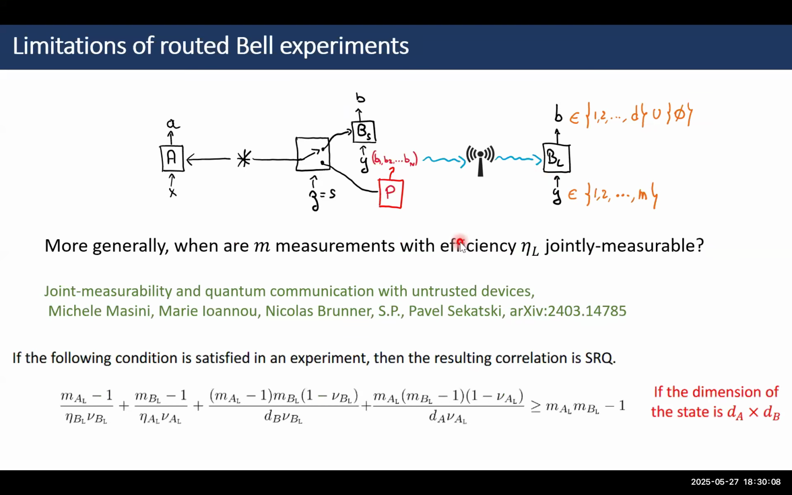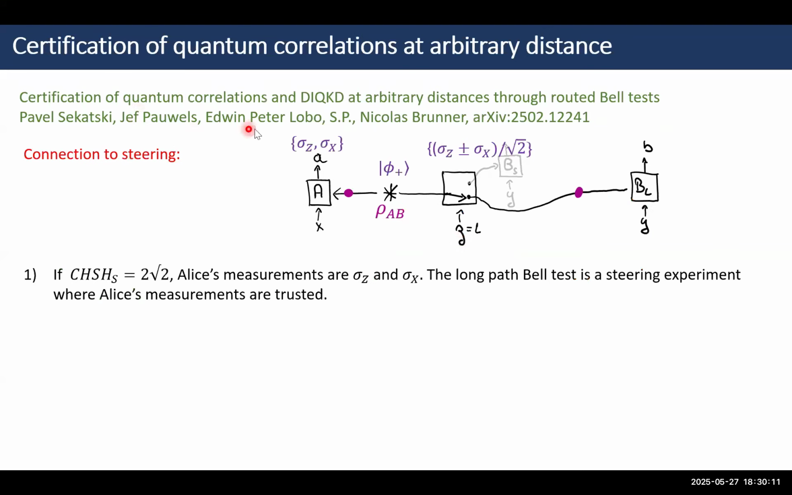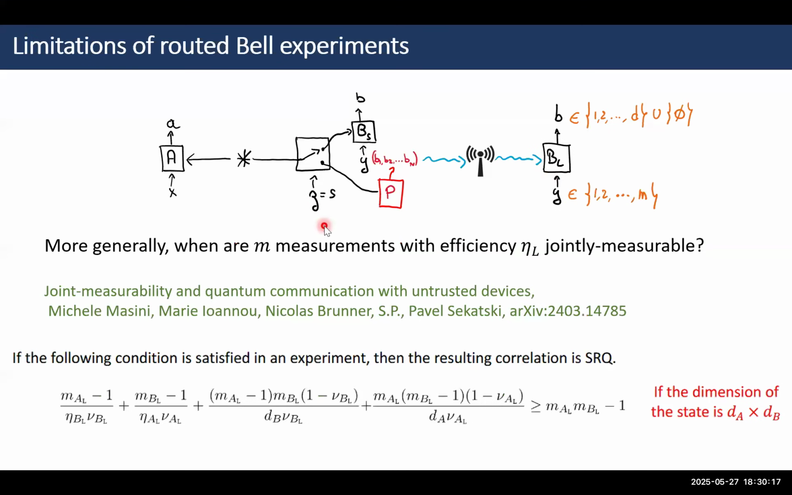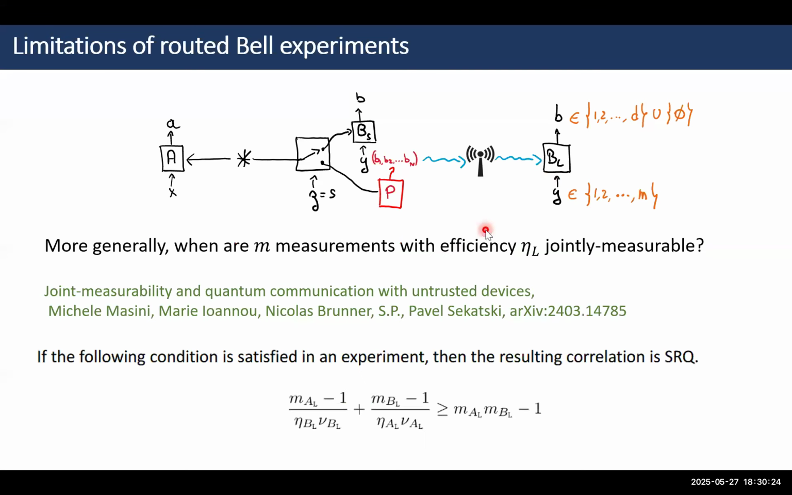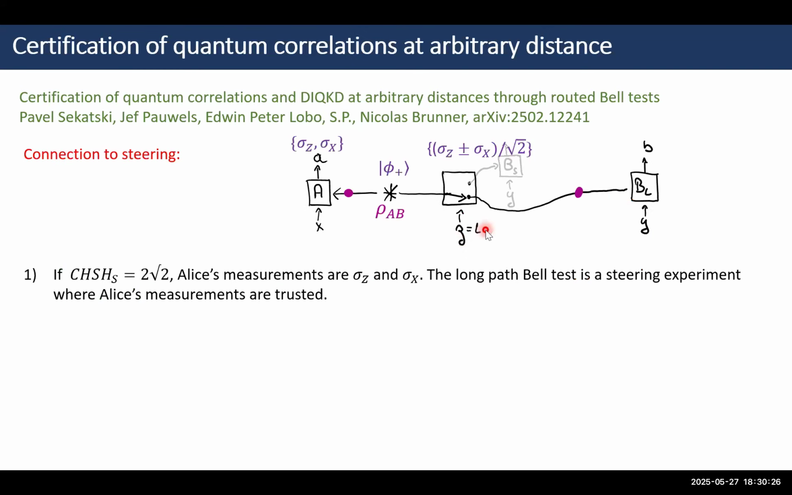So this is what we look at in this paper, which we put on the arXiv two to three months ago. And we show this is indeed possible. So this efficiency of 1/m can be reached, and we show this can be reached by making a connection with steering. So what is this connection?